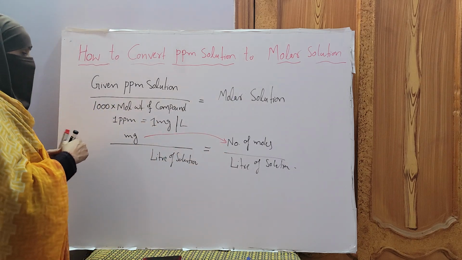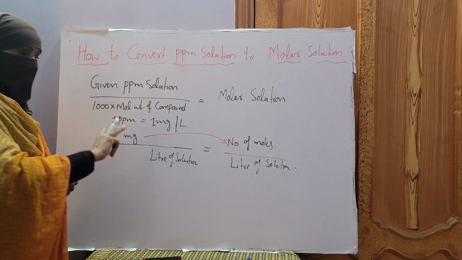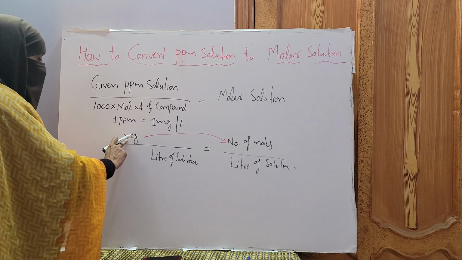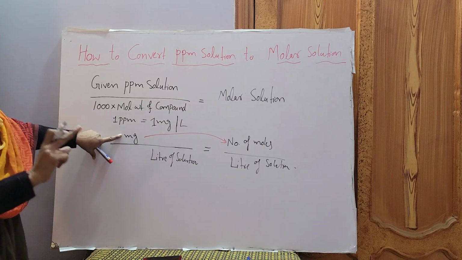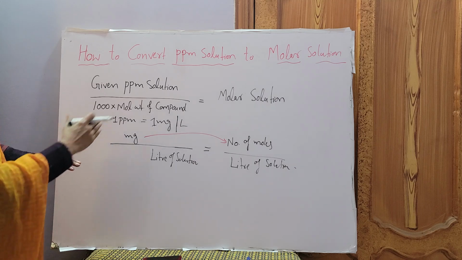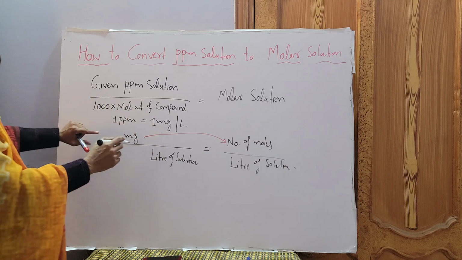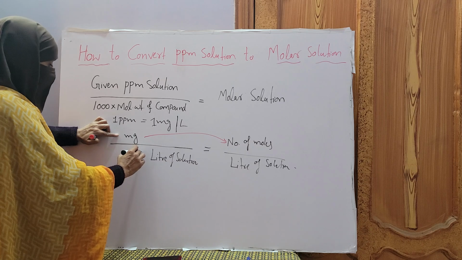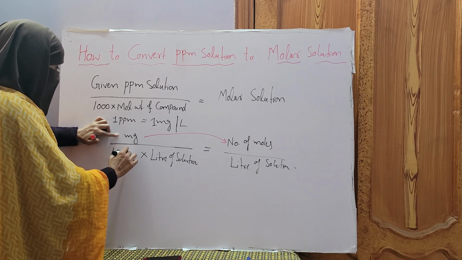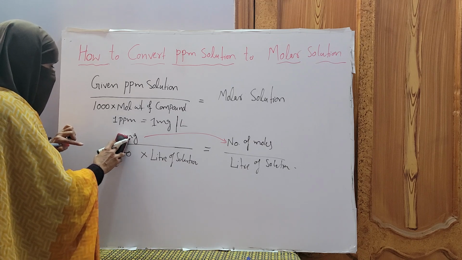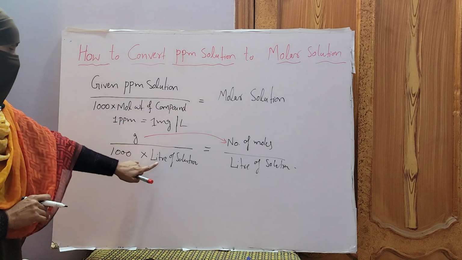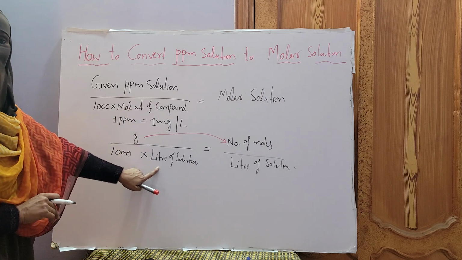First convert milligrams into grams. In order to convert milligrams into grams, you have to divide by 1000. Milligram is a small unit, gram is a large unit. Going from a small to a large unit, you have to divide. So simply divide by 1000, and now it is converted into grams of your compound per liter of solution.